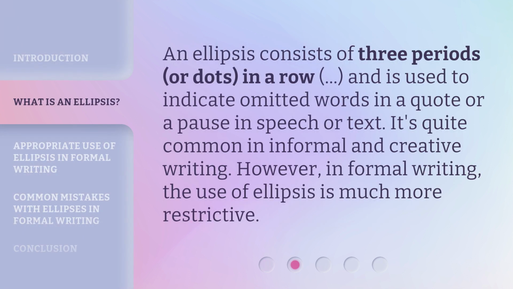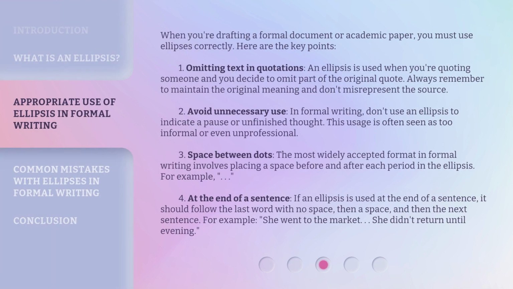An ellipsis consists of three periods, or dots, in a row, and is used to indicate omitted words in a quote or a pause in speech or text. It's quite common in informal and creative writing. However, in formal writing, the use of ellipsis is much more restrictive. When you're drafting a formal document or academic paper, you must use ellipses correctly.